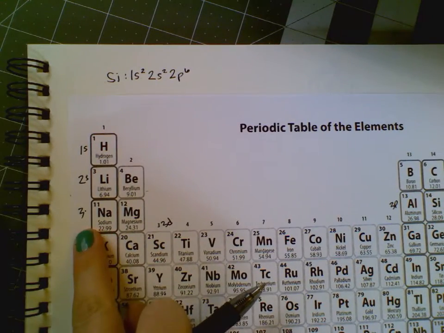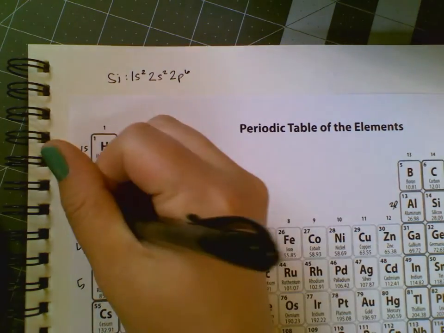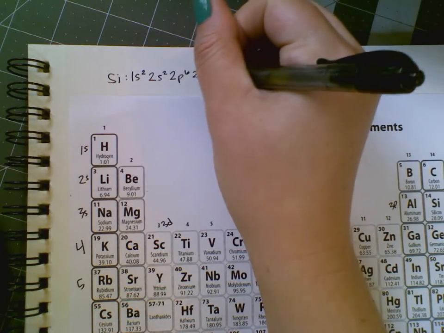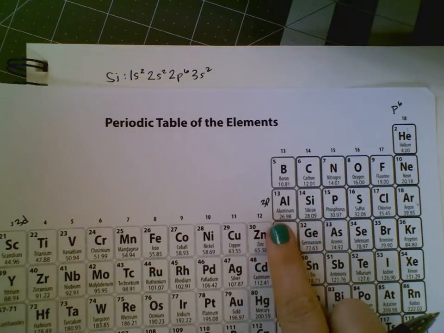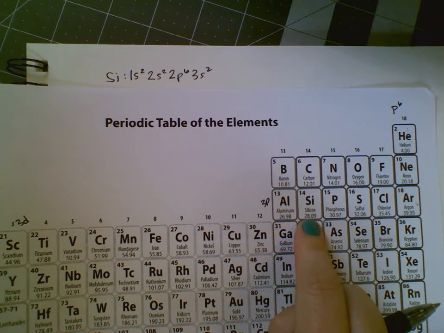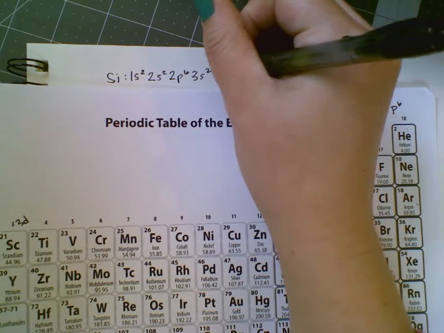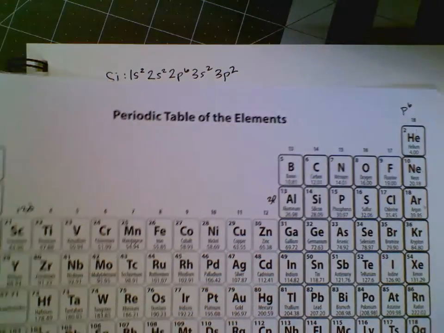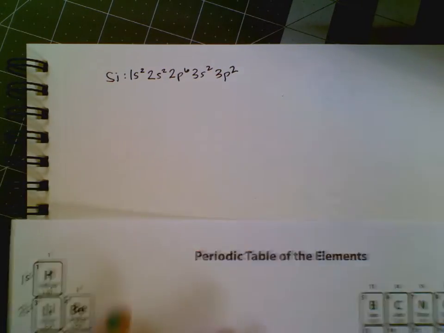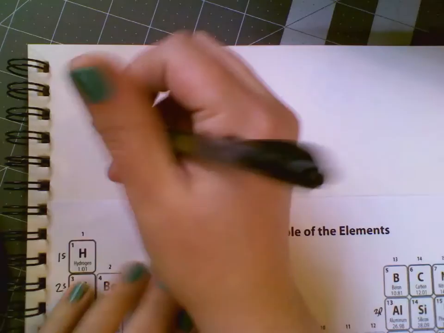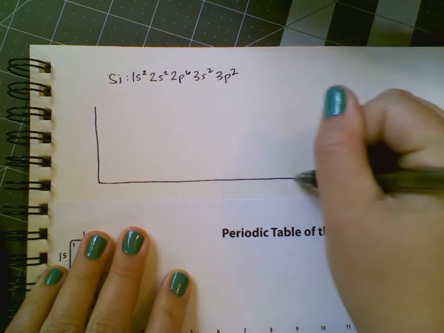Then we go through the 3s shell here. We go through both boxes, so it's 3s2. And then we hit silicon, which is in the 3p shell, and it's in the second box, so it's 3p2.